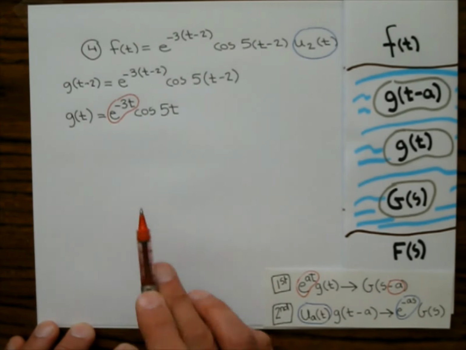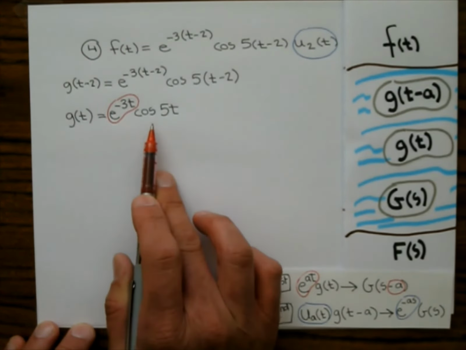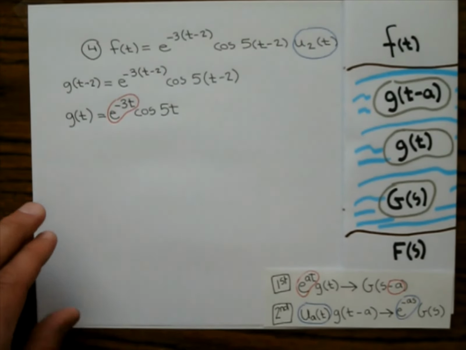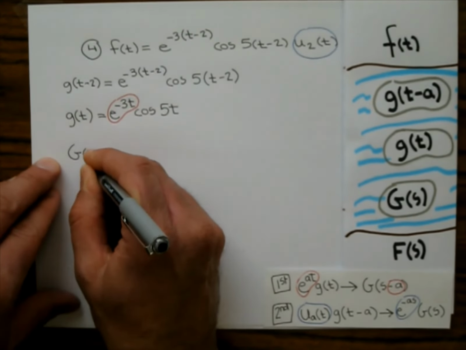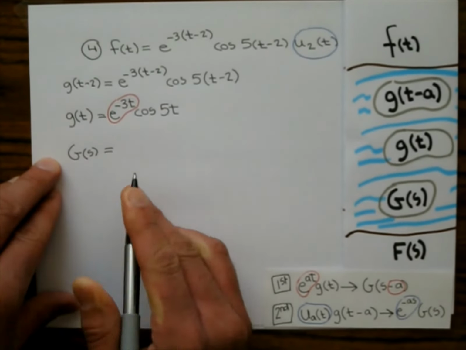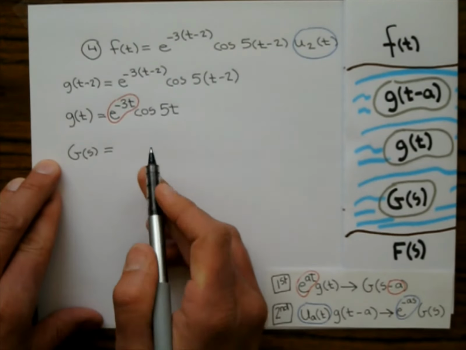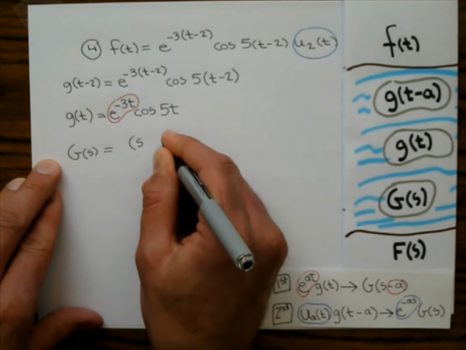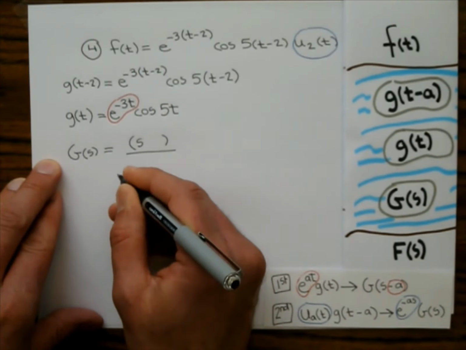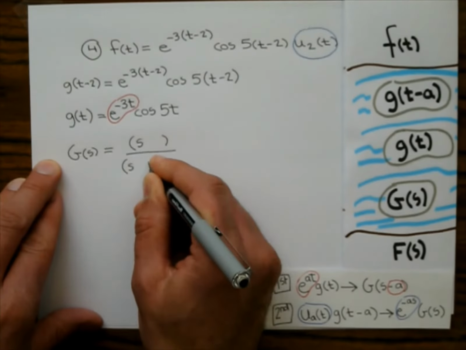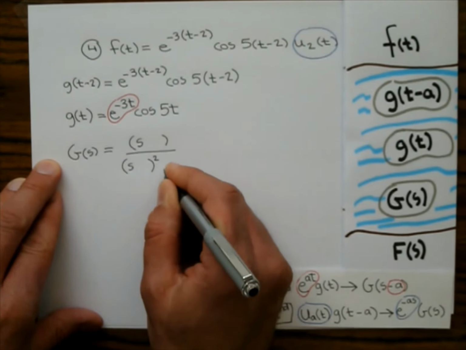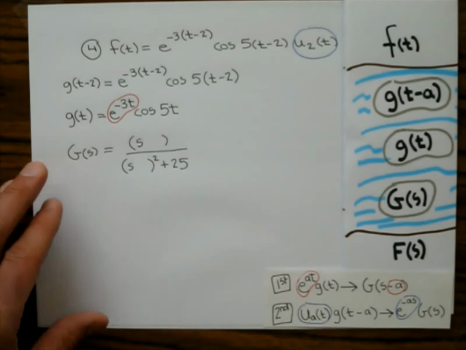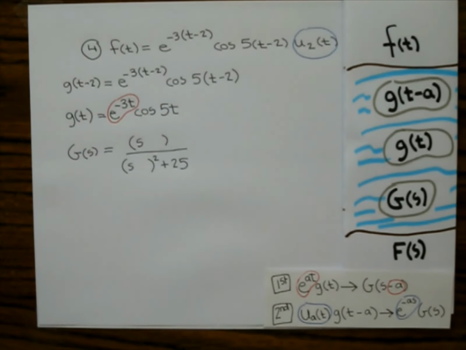I'm not going to say this is g of t, but I'll just say that this is the other function. I'm going to ignore that red part and do the Laplace transform of the cosine 5t. The Laplace transform of the cosine 5t is s over s squared plus 25. So that is what the Laplace transform of cosine 5t is.